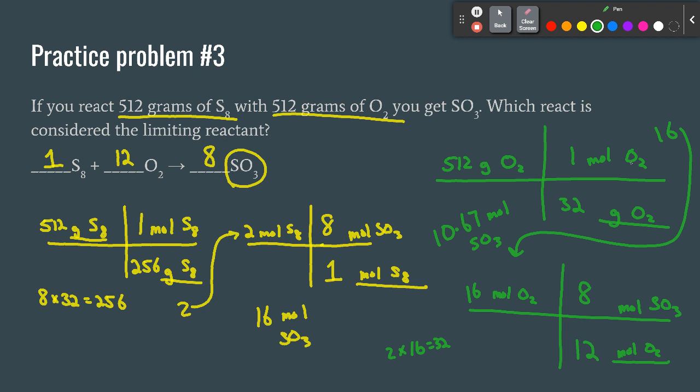The other compound makes 10.67 moles of SO3. The one that makes the least amount is our limiting reactant. So in this case, oxygen is my limiting reactant. So I would say O2 is the limiting reactant. That's a lot. That is the hardest any limiting reactant question can get. The particle diagrams are much simpler.